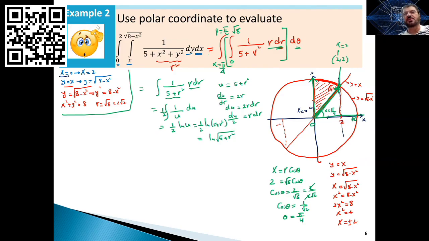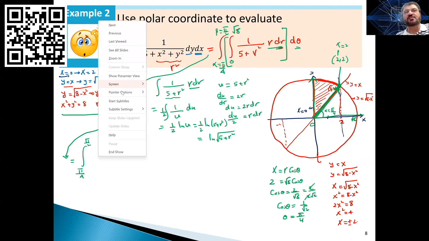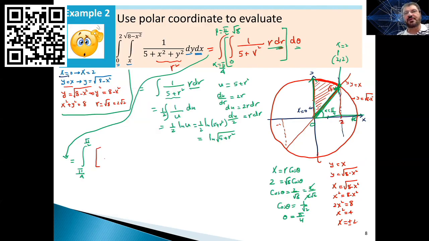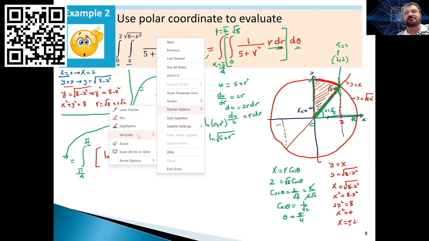So now what we're going to do is the following. I will take this integral here and say this is equal to the integration from pi over 4 to pi over 2. And I'm going to put the result of the inner part. What's the result of the integration? It's ln of 5 plus r squared, and this is from 0 to root 8. Close this one. And then what do we say? We say d theta.